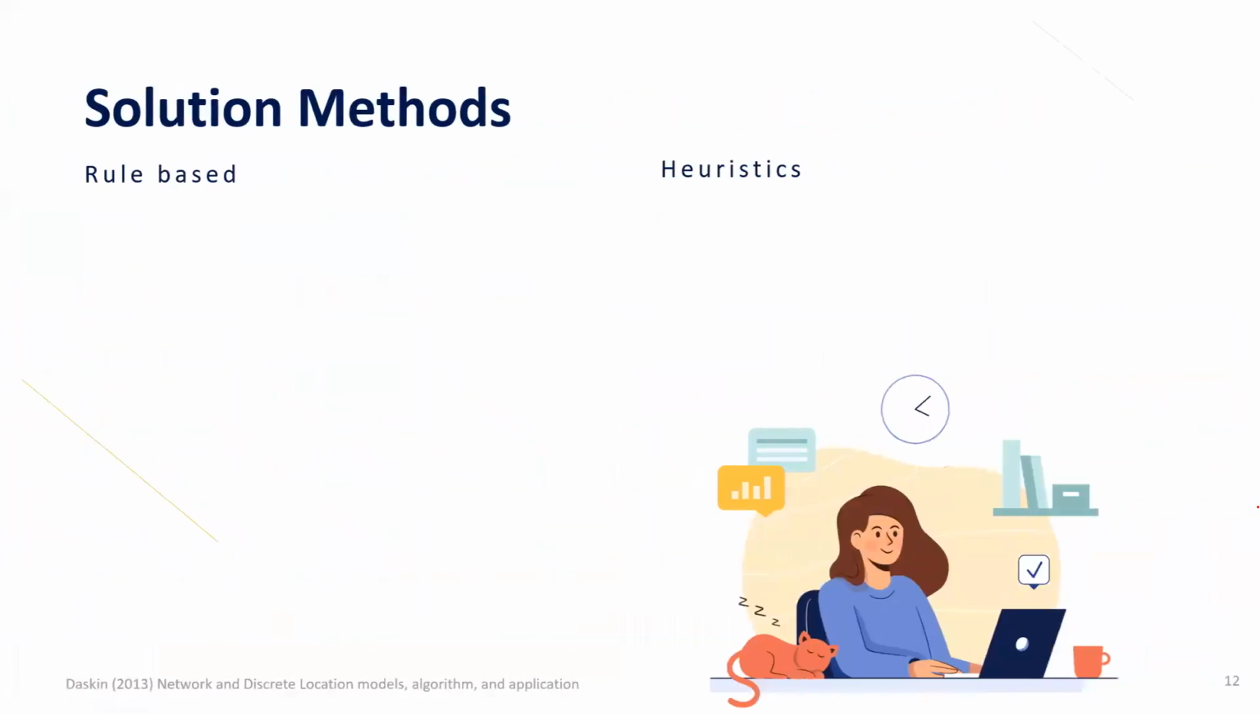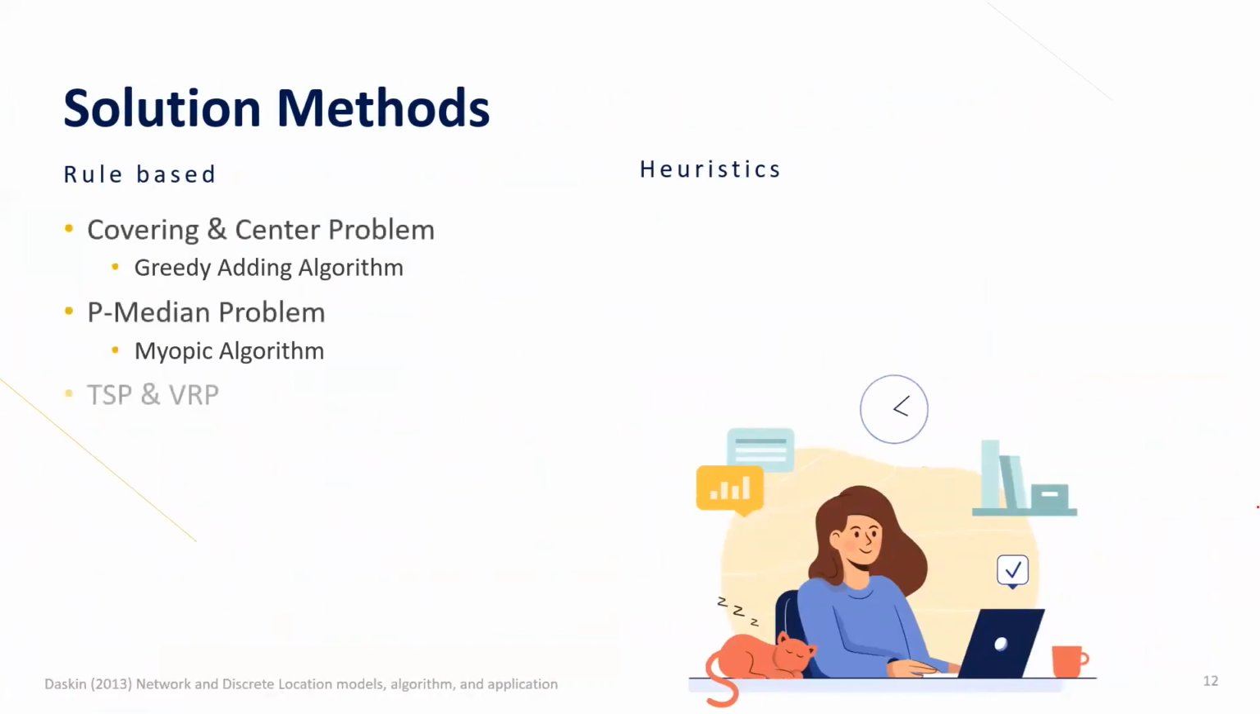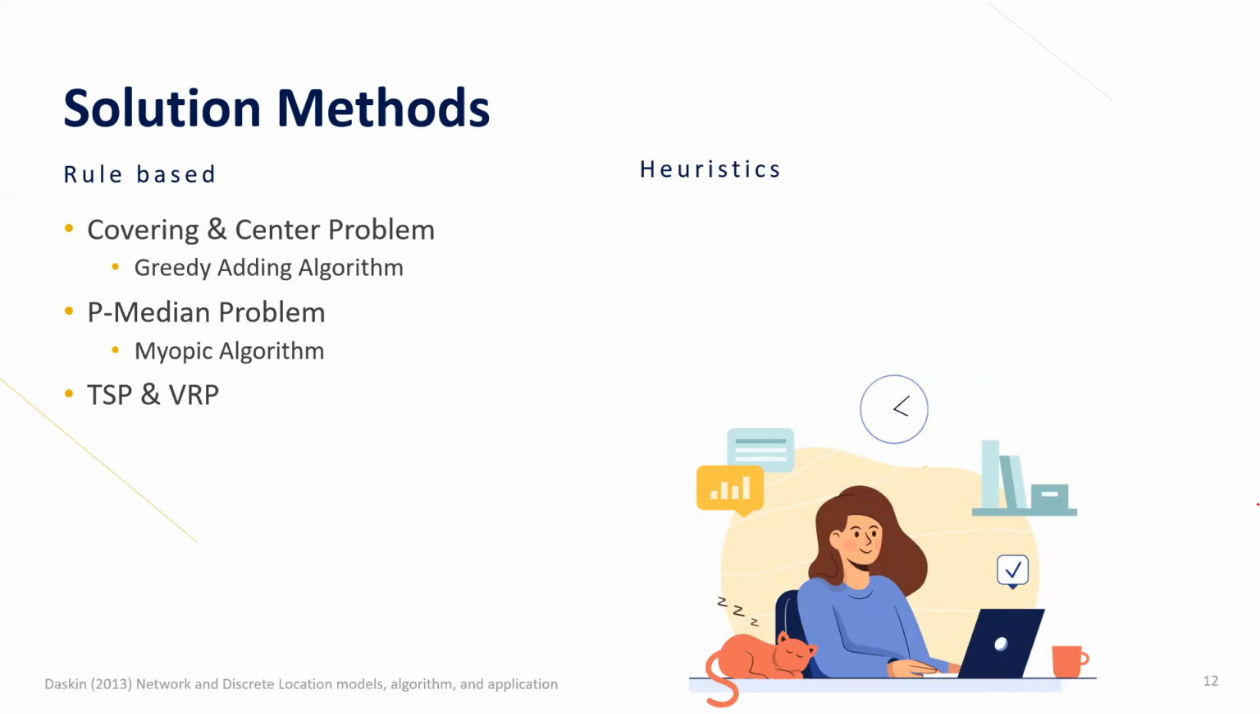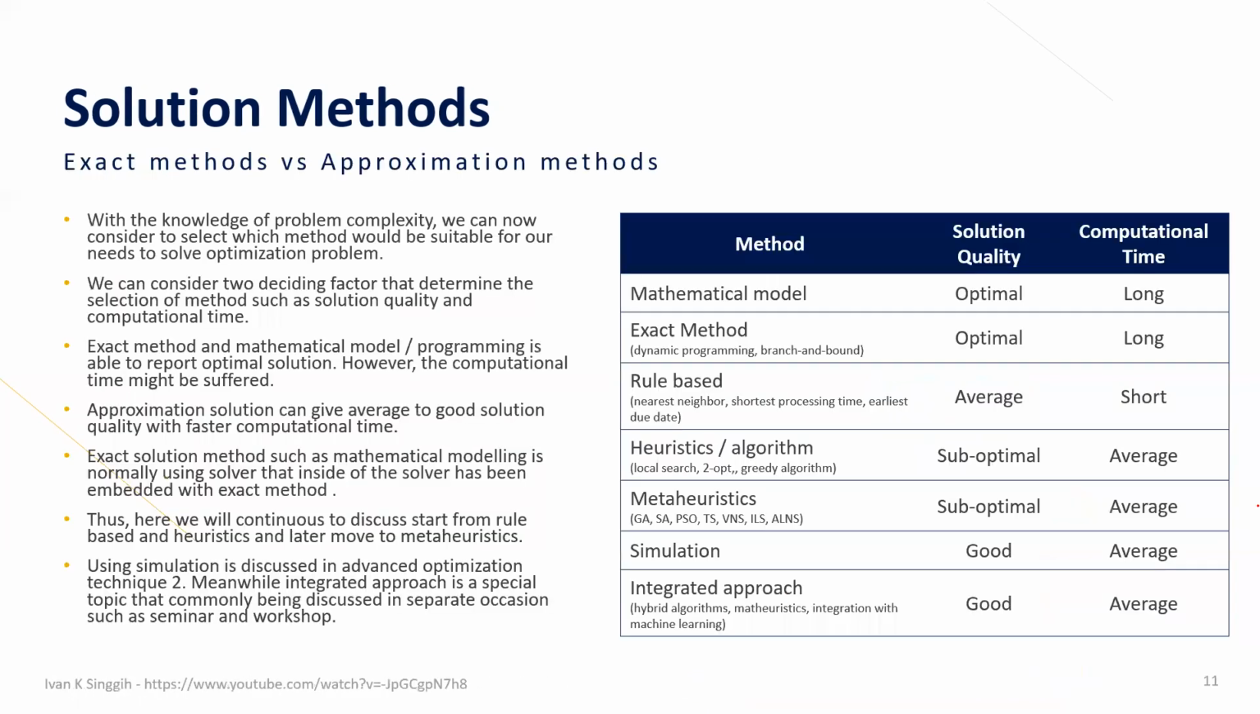Okay, that is one. Now, if you talk about rule-based and meta-heuristic, this is rule-based and heuristic. So today I will discuss this one first. Hopefully we can at least give you one example, and then next week we start with this one. Okay, so rule-based and heuristics.